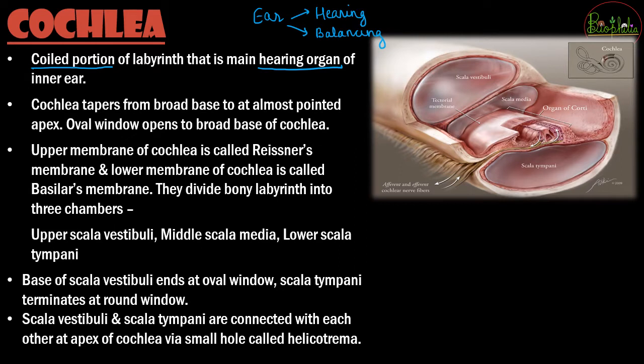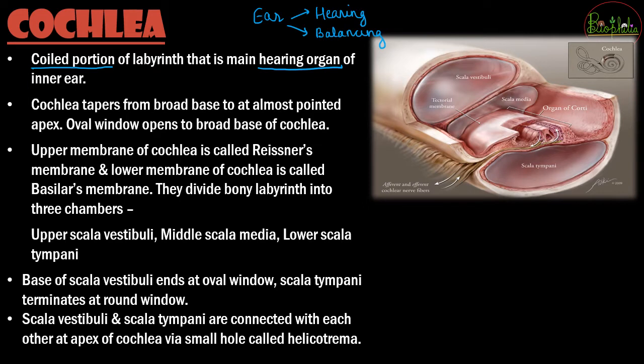So cochlea is going to be tapered from the broad base and it is pointed at the apex. The oval window is going to open at the broad base of the cochlea. So oval window क्या है? It is the gateway to the inner ear. So वो gateway से कहाँ open होगा? So broad base of the cochlea वहाँ पे open होगा.